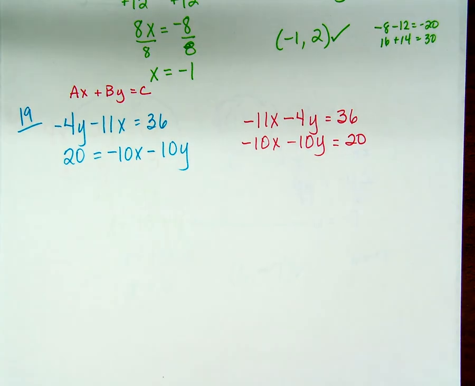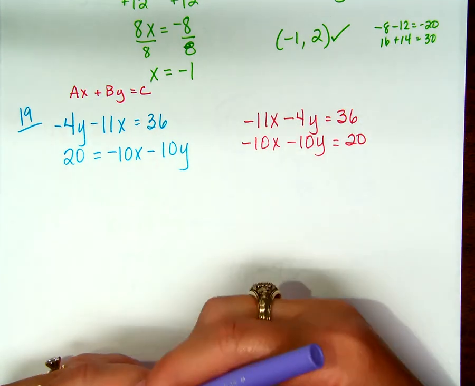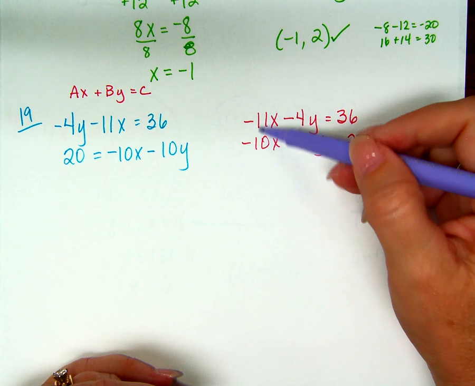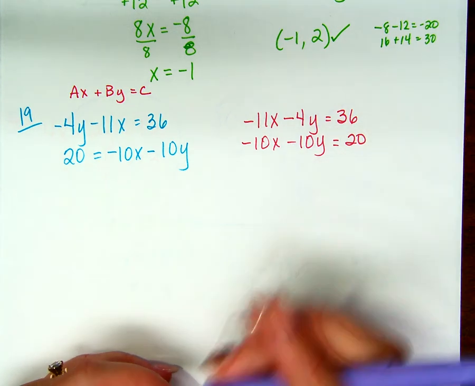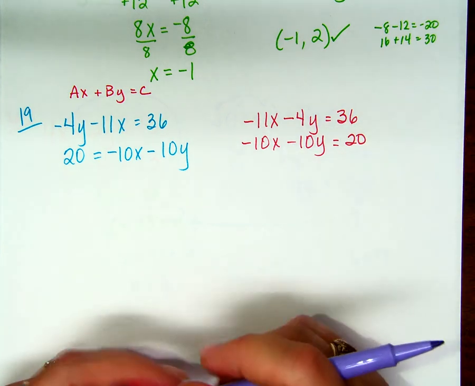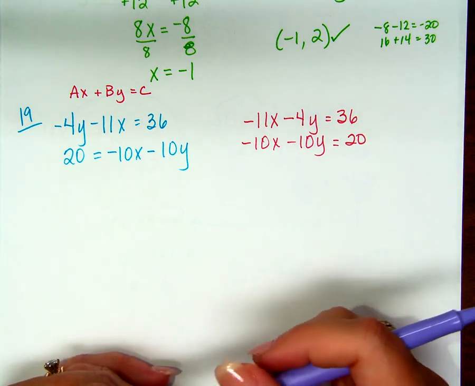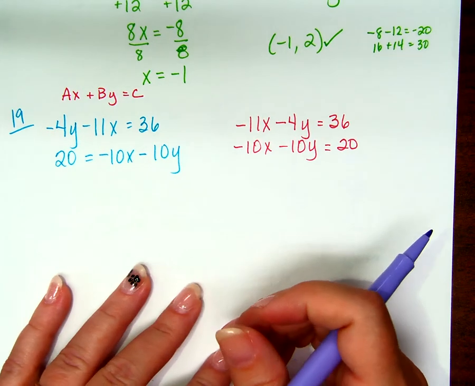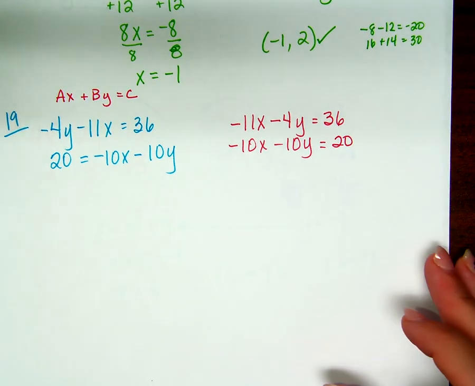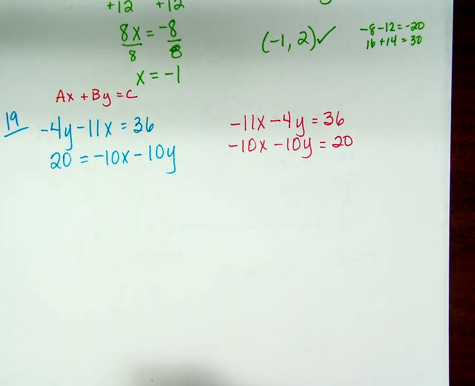Okay. Now, I need to make one of my variables go away. I need to eliminate one of my variables. So I need them to be the same number. What number would this have to be if I want to make it the same? 110. Well, that's a big number, isn't it? It's a bigger number. We could cancel y or x. It doesn't make any difference.